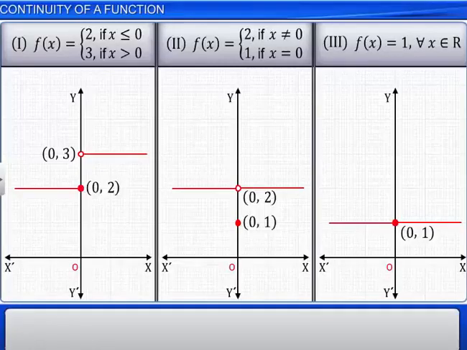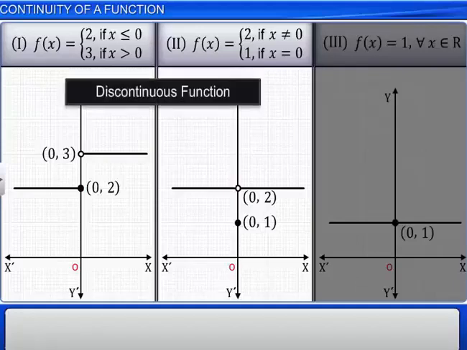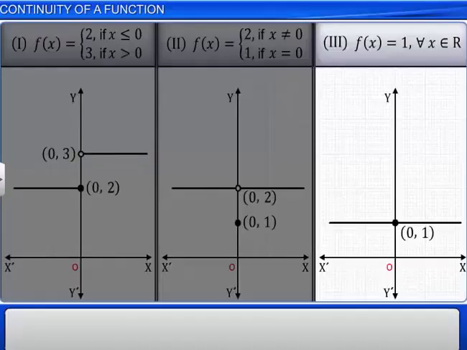Take a look at the functions and their graphs. Let's analyze the graphs. If we draw these graphs with a pencil, then we see that the first two graphs cannot be drawn without lifting the pencil, while the third graph can be drawn without lifting the pencil. It means that the first two functions are not continuous, while the third function is a continuous function.